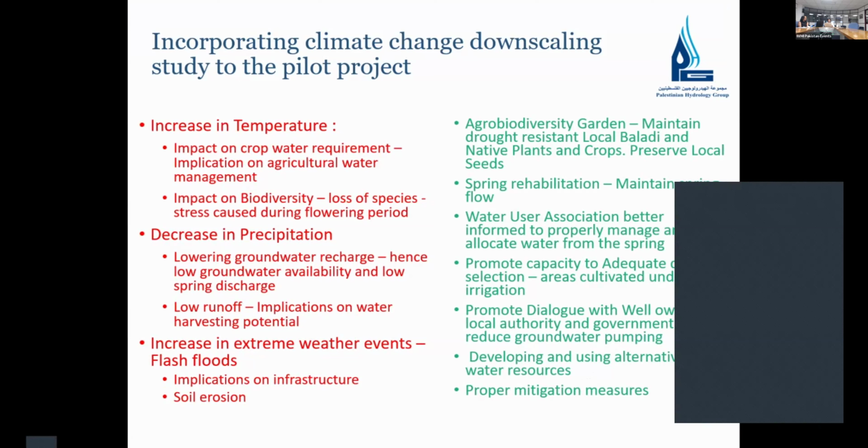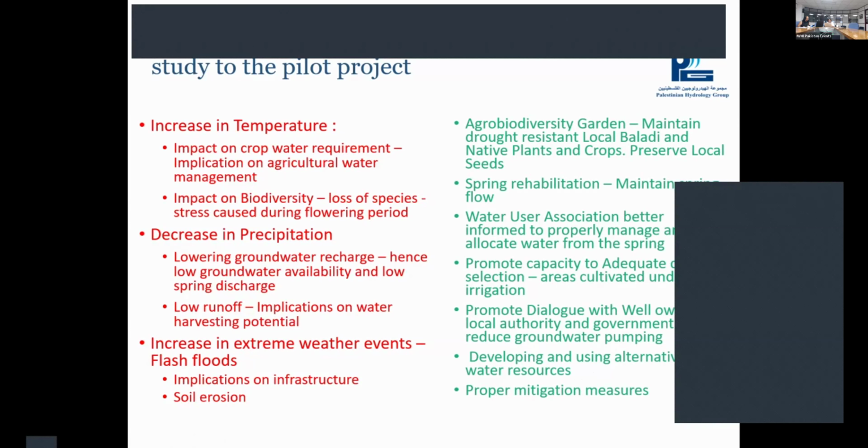Then we will also propose mitigation measures together with the community so that we can maintain the sustainability of the project as well as the spring, and we maintain this project as a nature-based solution that will also help in promoting the livelihood of the community in general.